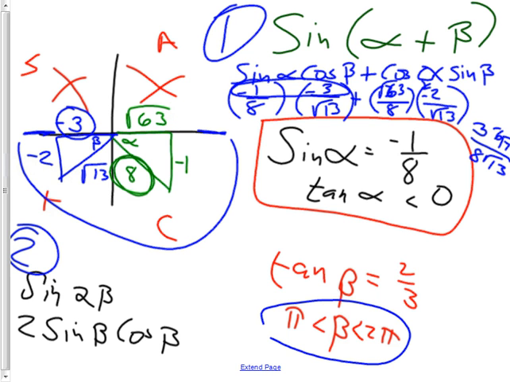Now I know some of you probably just didn't simplify, and you would have had 3 minus 2 root 63. And it's pretty much right. You might have lost a couple percent for not simplifying. Okay, any questions on that one?